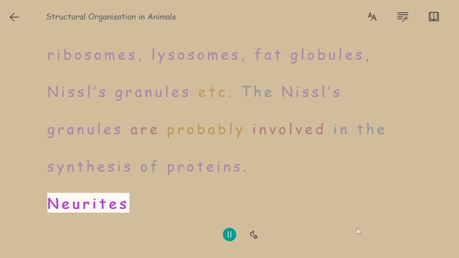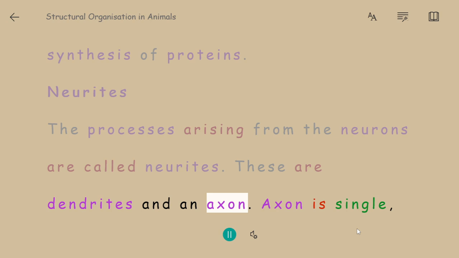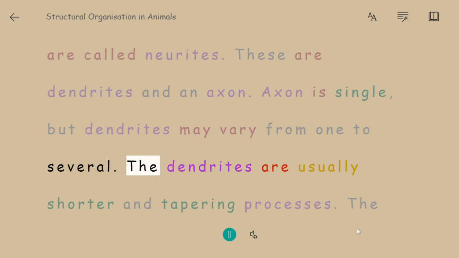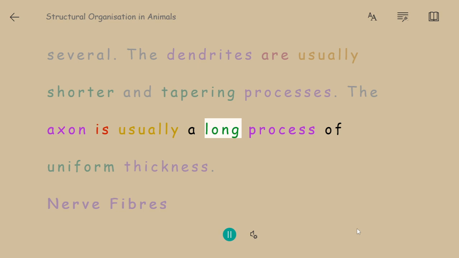Neurites. The processes arising from the neurons are called neurites. These are dendrites and an axon. Axon is single, but dendrites may vary from one to several. The dendrites are usually shorter and tapering processes. The axon is usually a long process of uniform thickness.